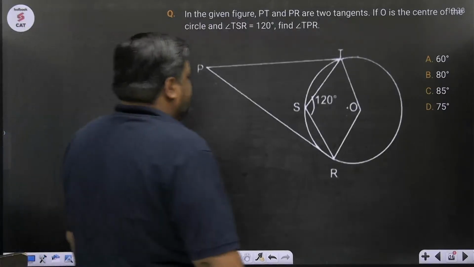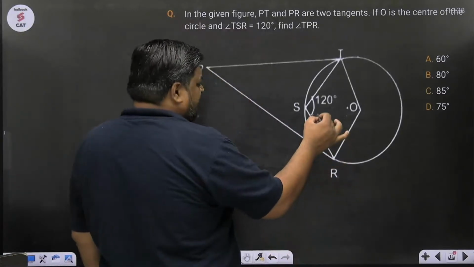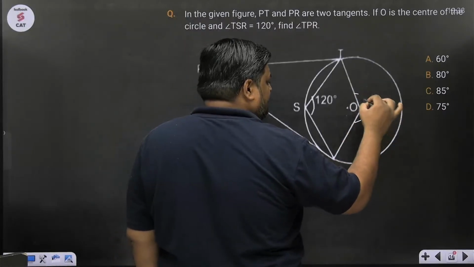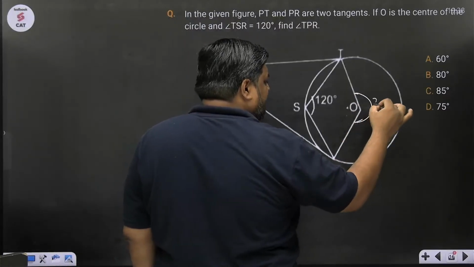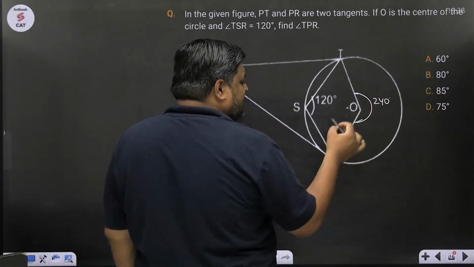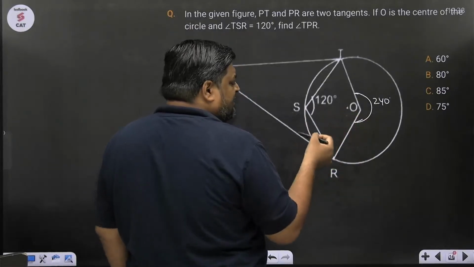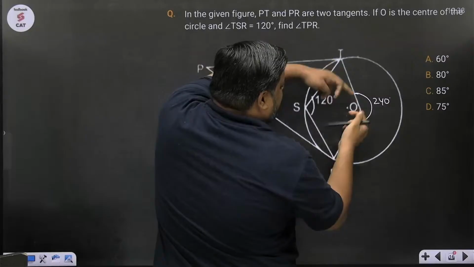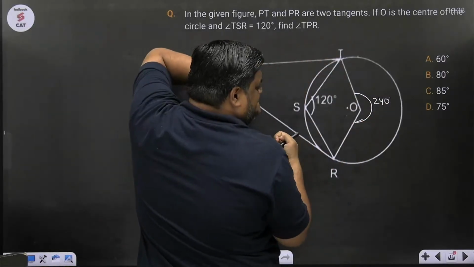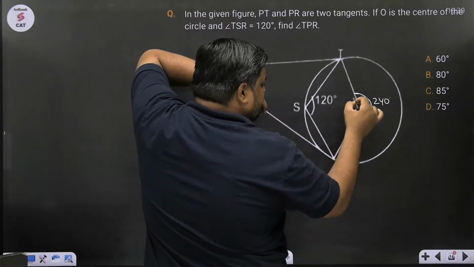Okay, let's try this one. If this is 120, this angle would be 240. The angle subtended at the center is 2 times that of the angle subtended on the arc. The angle being formed from TR on the outer side, there is also an angle at S, so this angle would be 2 times this. So this would be 120.